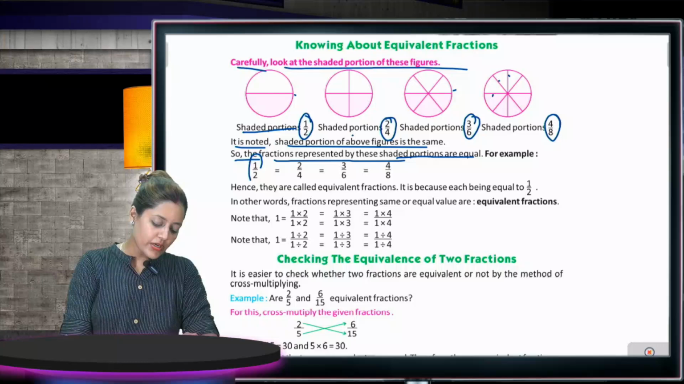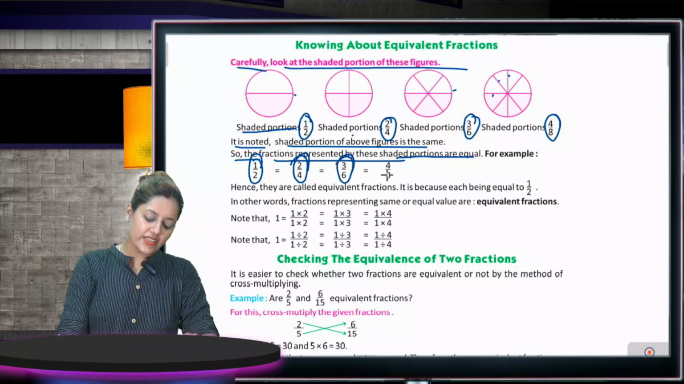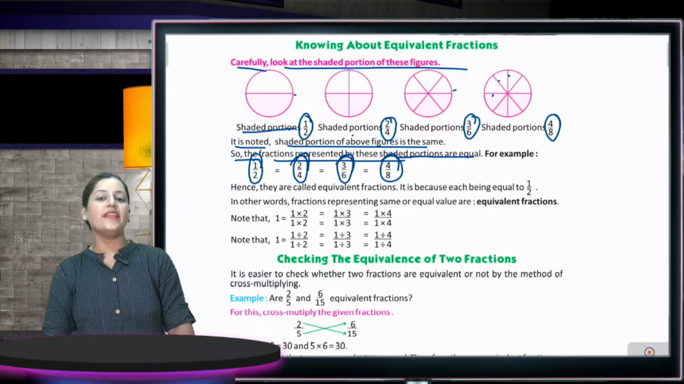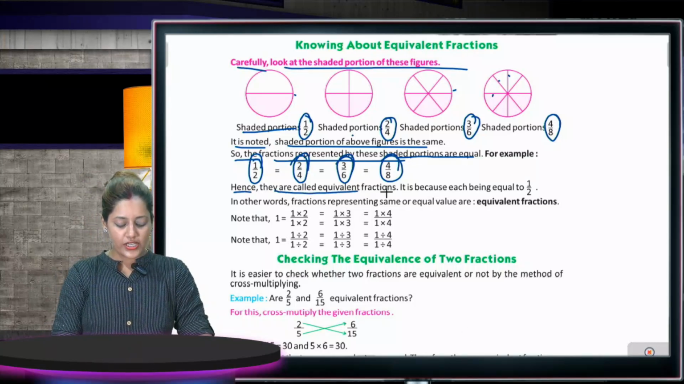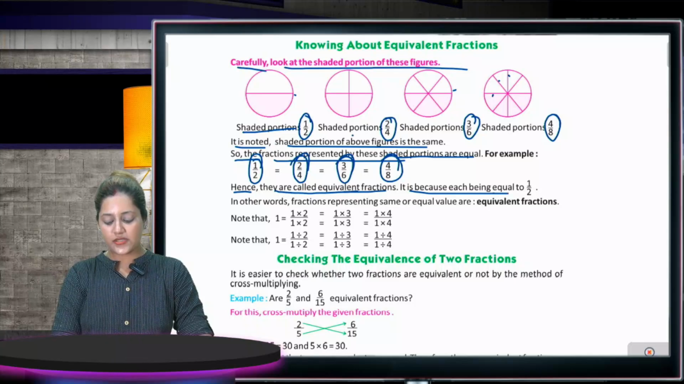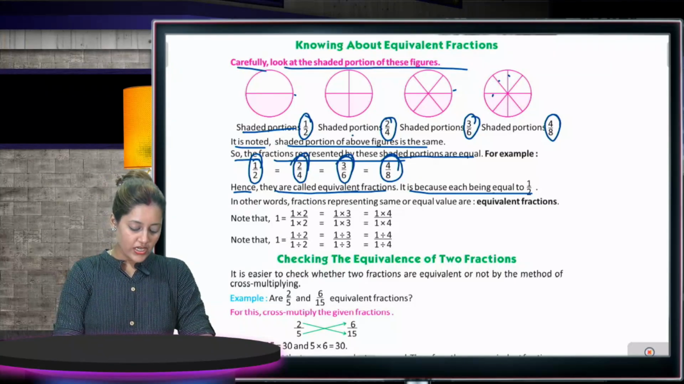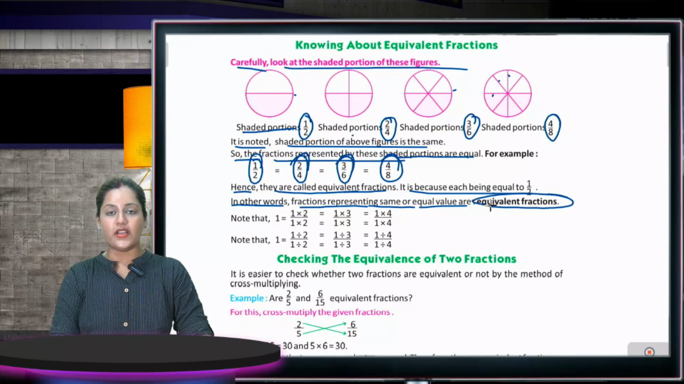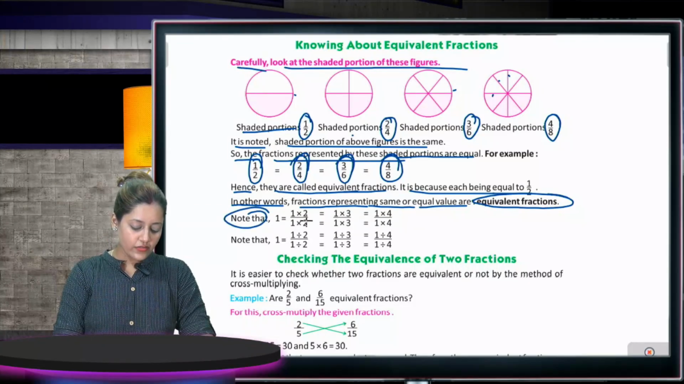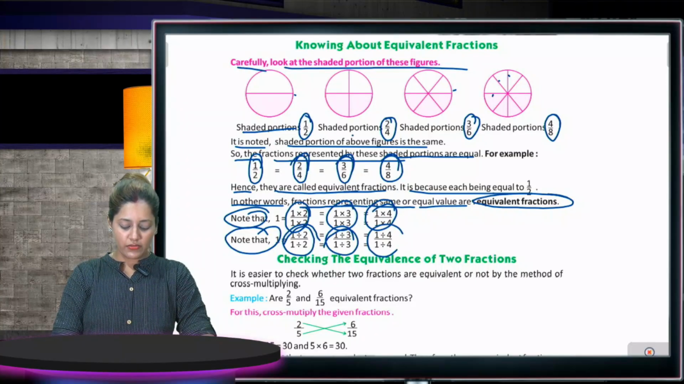For example, 1 by 2, 2 by 4, 3 by 6 and 4 by 8 are all equal to each other, each being equal to 1 by 2. Hence, they are called equivalent fractions. In other words, fractions representing the same or equal value are called equivalent fractions. Note that we multiply the numerator and denominator by the same number: 1 into 2 upon 1 into 2, 1 into 3 upon 1 into 3, and 1 into 4 upon 1 into 4.